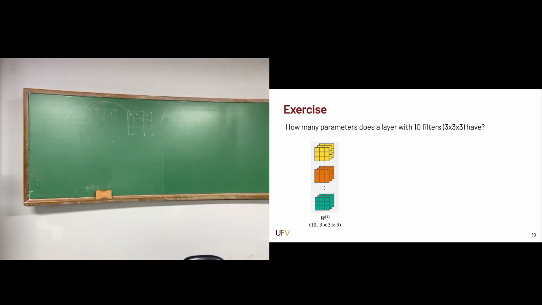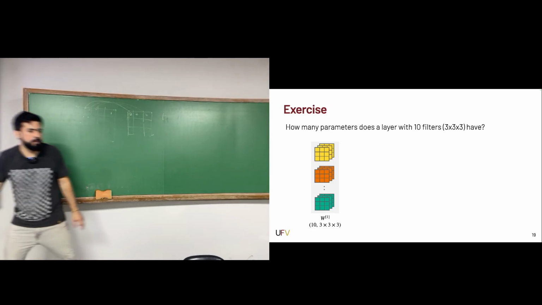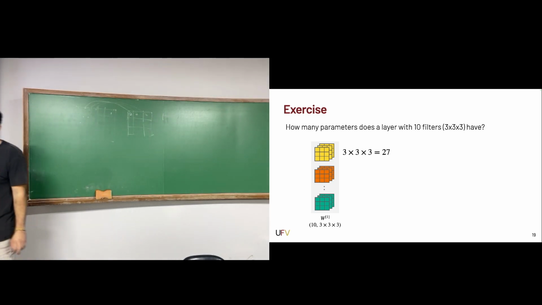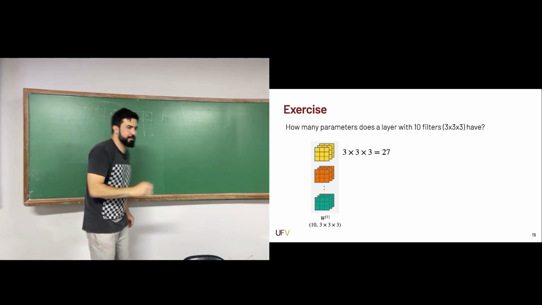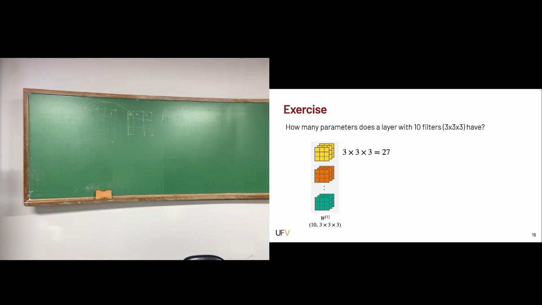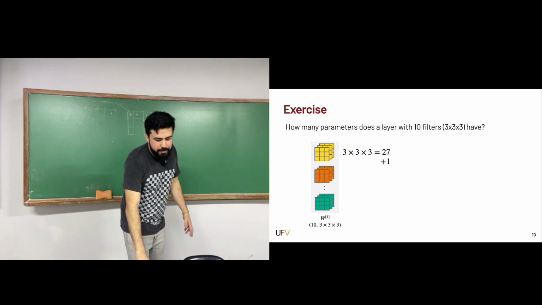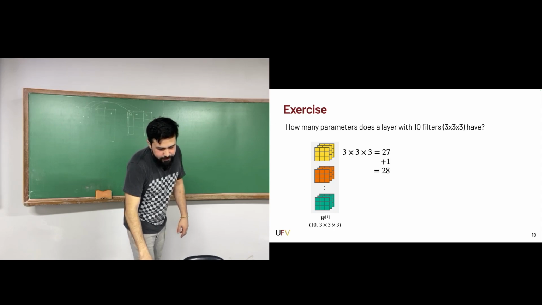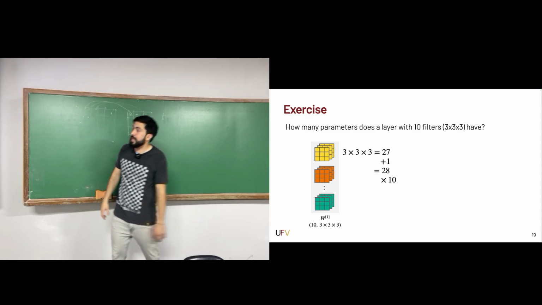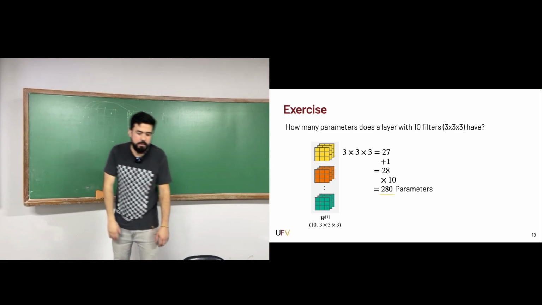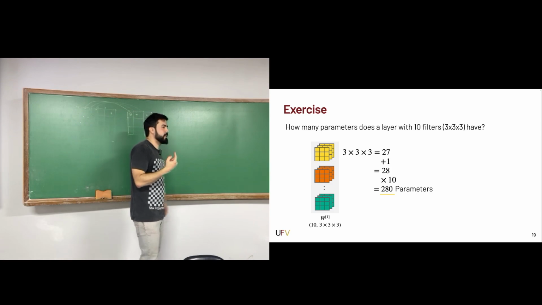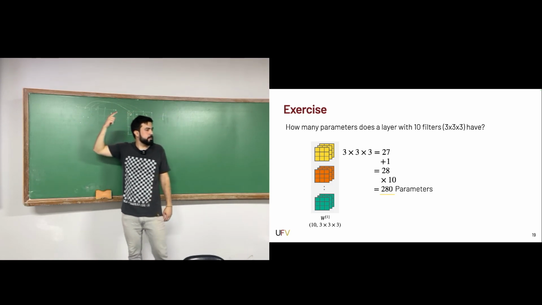So I have 10 filters that are 3 by 3 by 3. Let's do this slowly. How many weights do I have in each filter? 3 by 3 by 3, right? So each of them has 27, this has 27. So I have 10 times 27, right? Plus 1 because of bias, okay? So I have 28 times 10 weights. These are 280 parameters for one layer. And before we had billions, remember? 3 billion parameters.